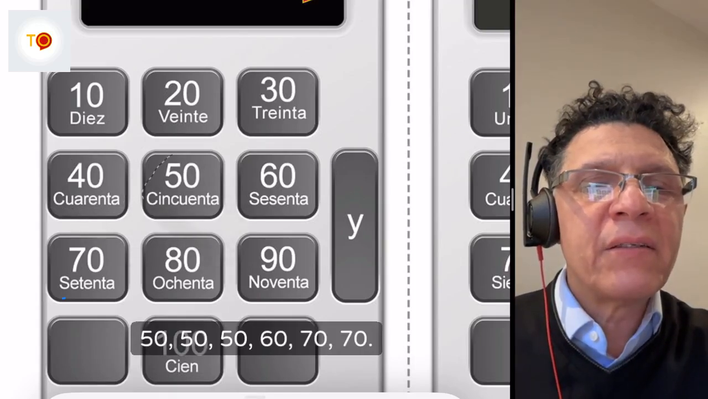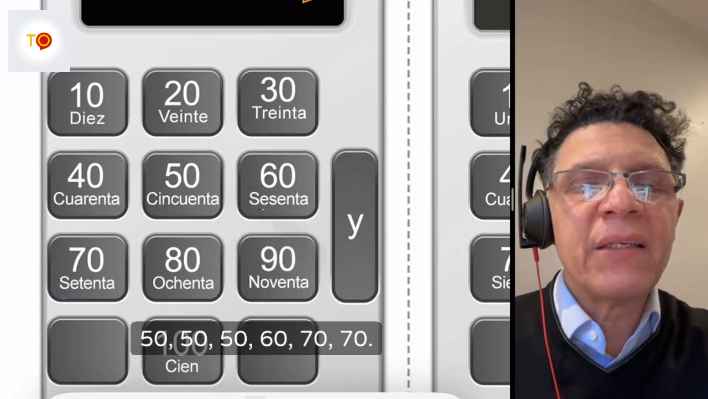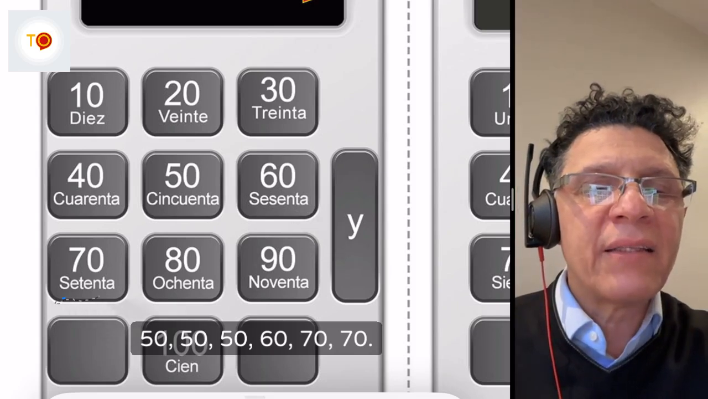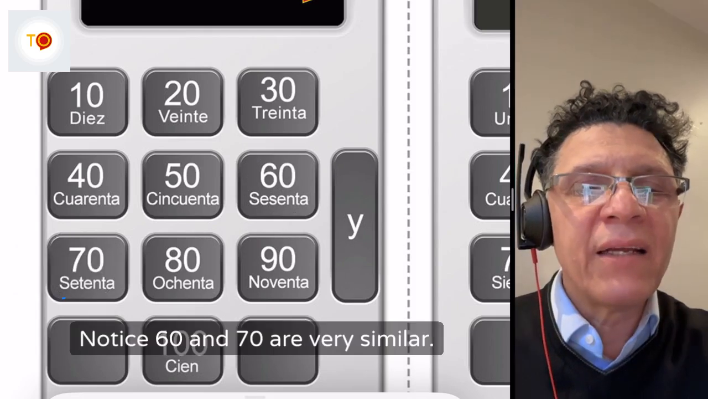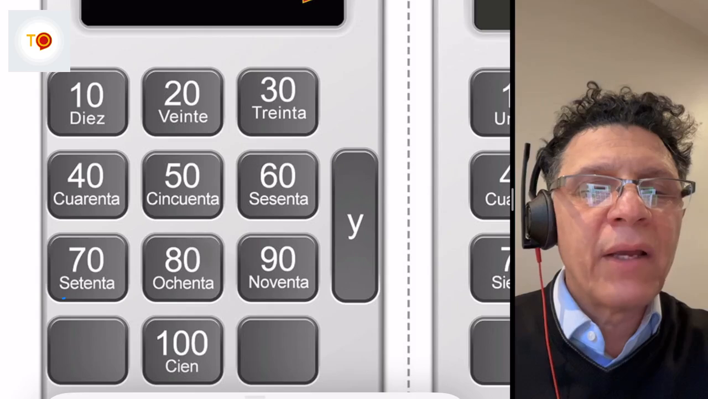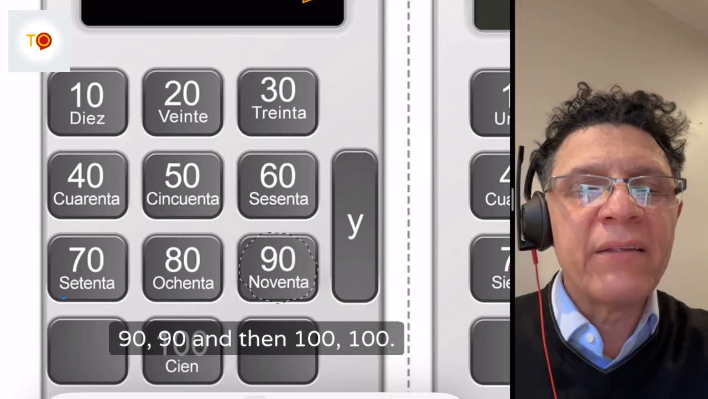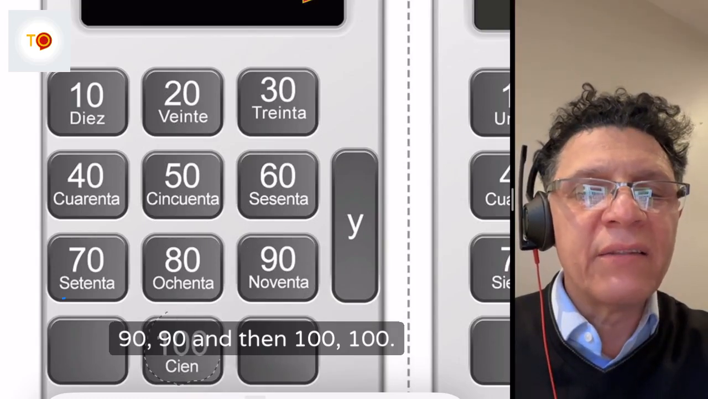50, 50. 60, 60. 70, 70. Notice 60 and 70 are very similar. 80, 80. 90, 90. And then 100, 100.